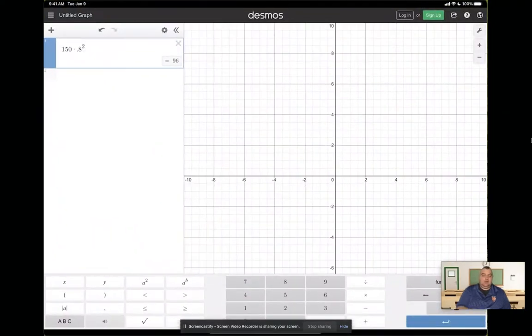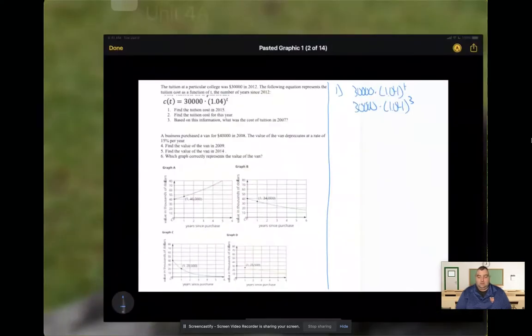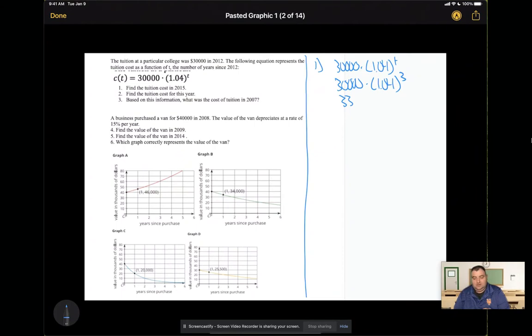So let's calculate that. 30,000 times 1.04 to the power of 3. And there's my answer. $33,745.92. So there's your answer to number 1.